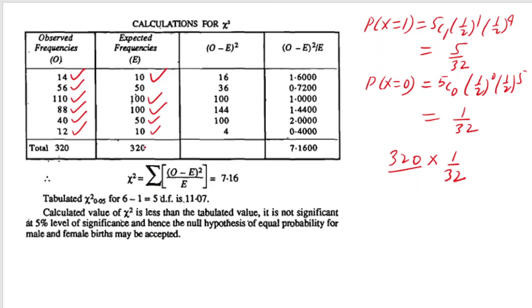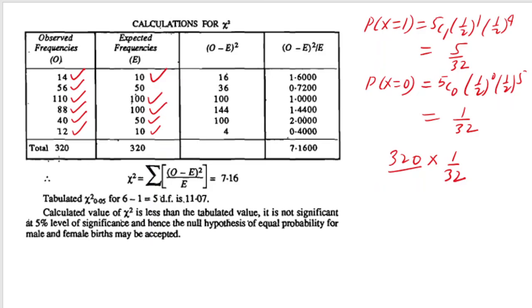Those who understand the binomial distribution should be able to guess it, that it is like 10, 50, 100, 100, 50, 10. You know, this is how the binomial distribution terms are. But anyway, I am not going into that detail. So this is the observed frequency, this is the expected frequency.